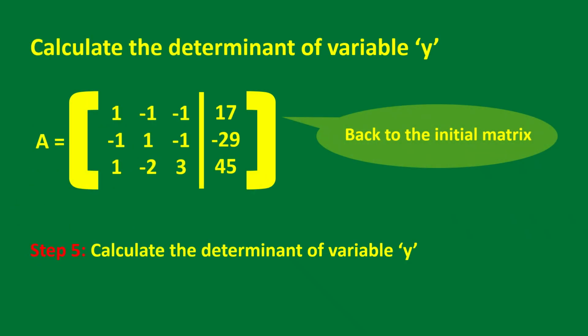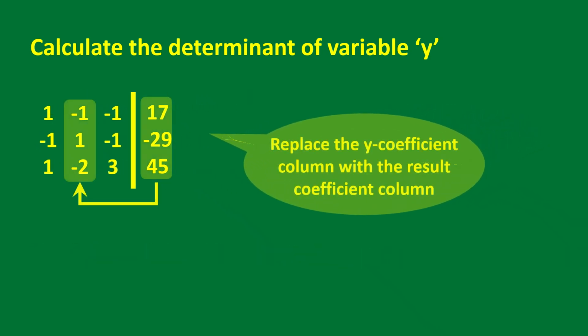Okay, guys, we're moving on to the next step. We're back to the initial matrix A, and then we can calculate the determinant of the other variables. As we did previously for variable x, we will do the same for variable y. First, we need to replace the y coefficient column, which is the second column of the matrix, with the result coefficient column, which is on the right-hand side of the matrix.